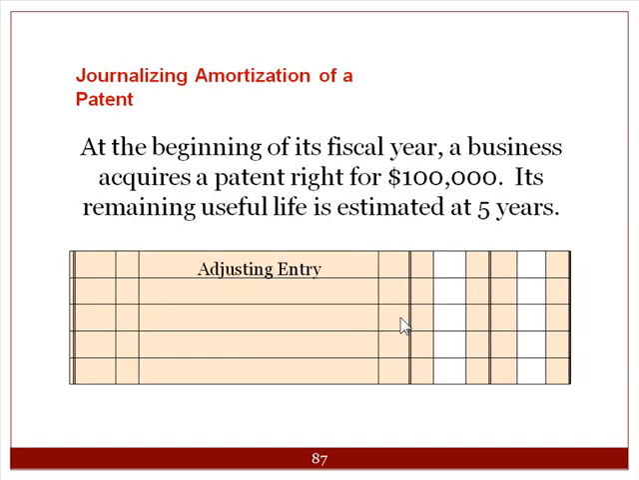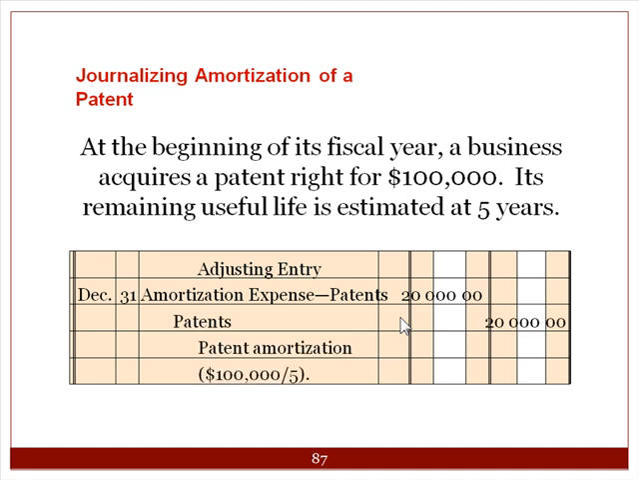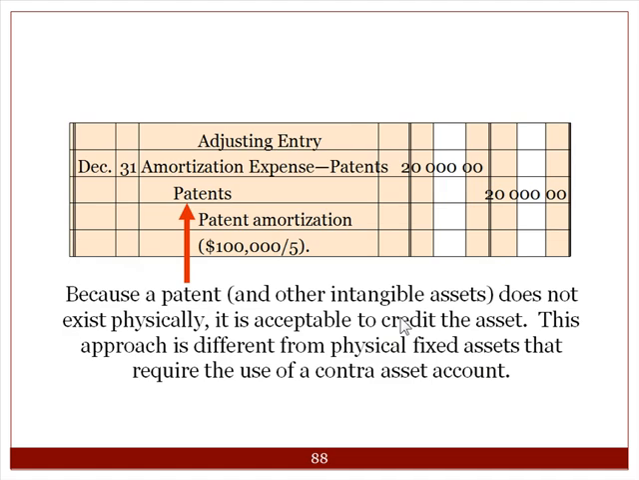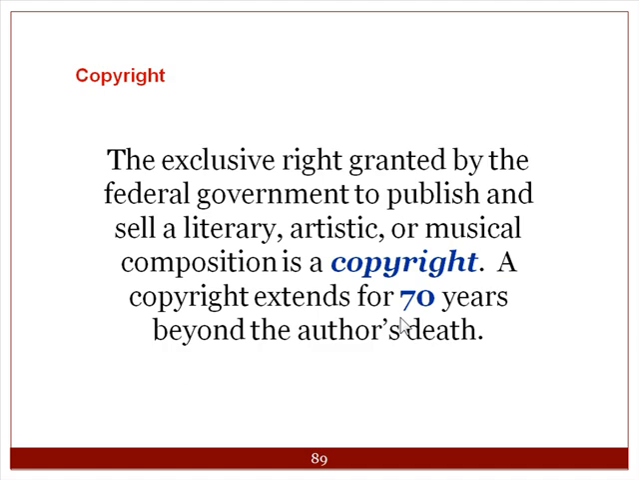So at the beginning of the fiscal year, you're going to amortize a patent. So you have your patent amortization. This one had a remaining useful life of 5 years. So this is what we do. Notice that because a patent does not exist physically, it's acceptable to credit the asset. This is different from fixed assets. So there's not an accumulated amortization. It goes right against the asset.